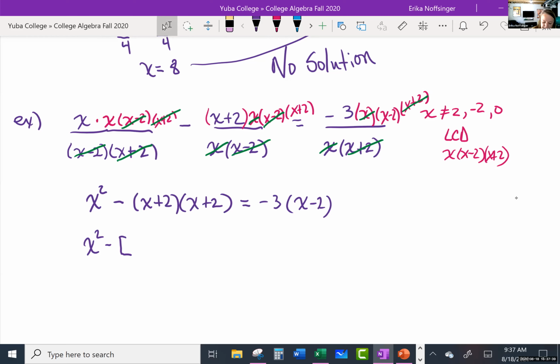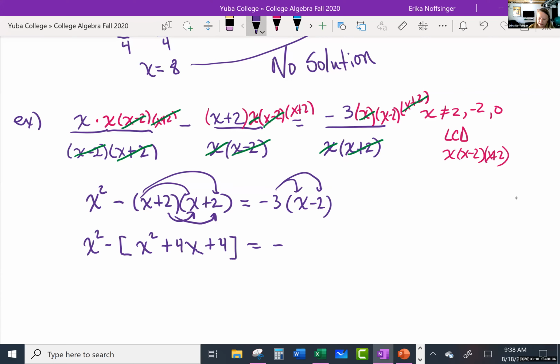So we have an x times an x, which is an x squared. We have an x times a positive 2, which is a 2x, and plus another 2x. So 2x plus 2x, our middle term would be 4x. And we have 2 times 2, so this is plus 4. So if you FOIL that, or if you multiply that out, and you distribute and combine like terms, you get that, what is left in the bracket, x squared plus 4x plus 4. So distribute the negative 3 to the parentheses x minus 2, we get negative 3x plus 6.